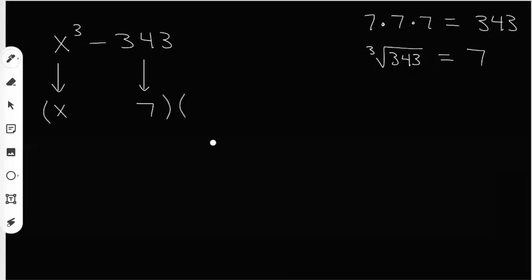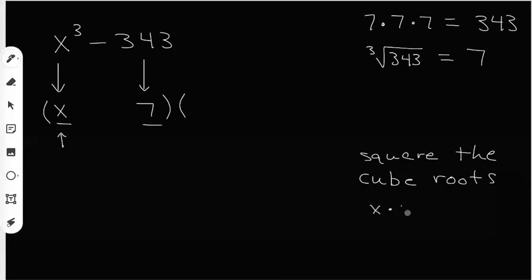The next thing that I want to do is make a long factor right beside it. And this long factor is going to have 3 terms. Now to find them, I'm going to take the cube roots that I just found and square them. So we need to square the cube roots. The first cube root that I found was x. If I take the square of x, I'm going to get x times x, which is x squared.